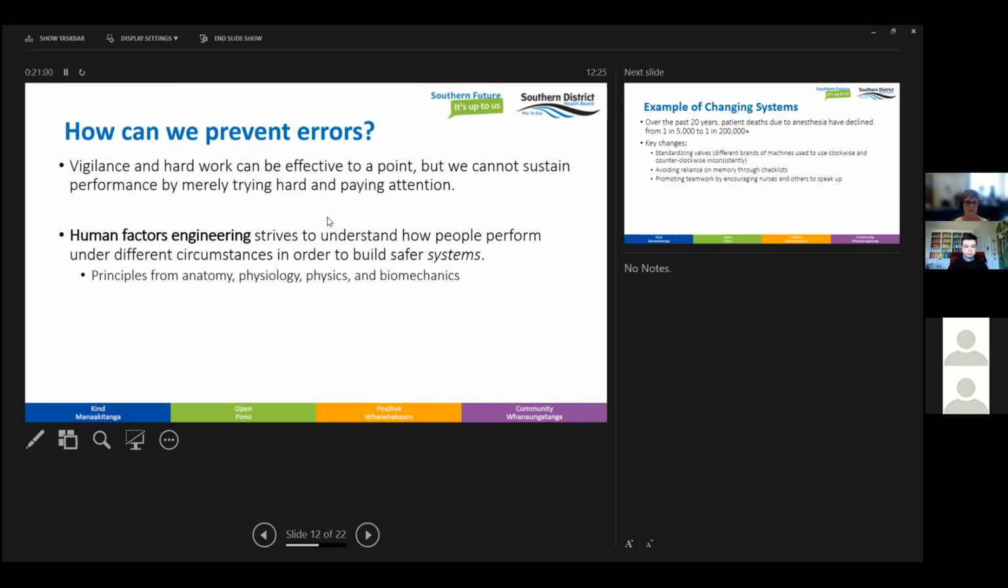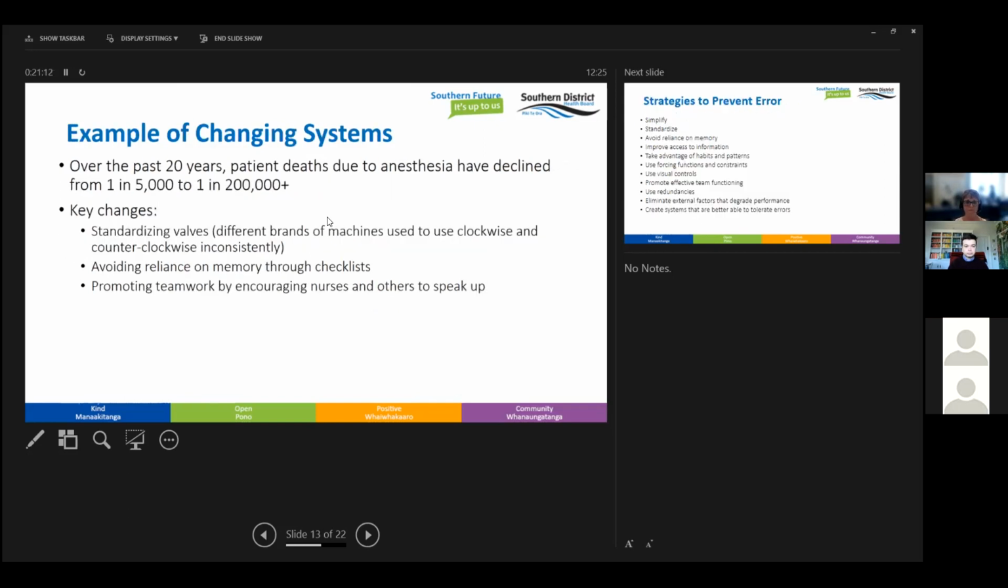Human factors engineering strives to understand how people perform in different circumstances in order to build safer systems. And the principles come from anatomy, physiology, physics, and biomechanics. One example of changing systems is that over the past 20 years, patient deaths due to anaesthesia have declined from 1 in 5,000 to 1 in 200,000. The key changes were standardising valves, since different brands of machines used to turn clockwise and counterclockwise inconsistently, avoiding reliance on memory through checklists, and promoting teamwork by encouraging others to speak up.